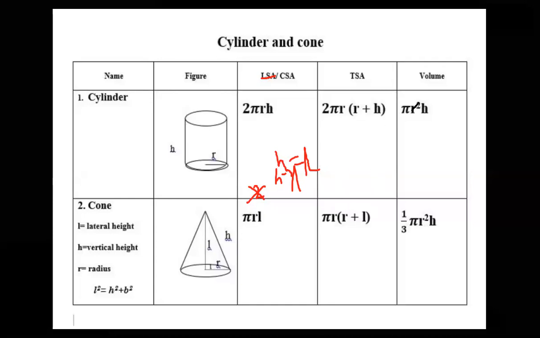The next one is volume. Whenever there is a pointed thing, like a cone, always multiply by 1/3. So you must add 1/3 to the formula and your formula will be ready. So 1/3 πr²h will be the formula of volume of a cone. So πrL, πr(r + L) and 1/3 πr²h, these are the formulas of the cone.